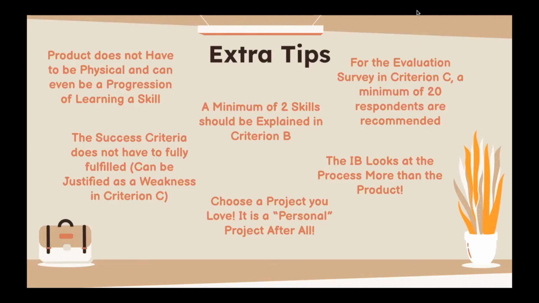For the evaluation survey in criterion C, it's recommended to get a minimum of 20 respondents. And the success criteria does not have to be fully fulfilled actually by the end of the project. There's a reason why we have that weaknesses column, so you can justify anything that was not able to be fully fulfilled. This is because the IB looks at the process more than the product. So there's no need to be so particular about how your product ends up as long as you justify everything in criterion C.